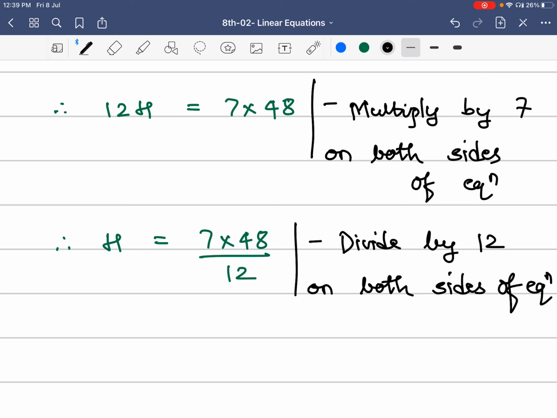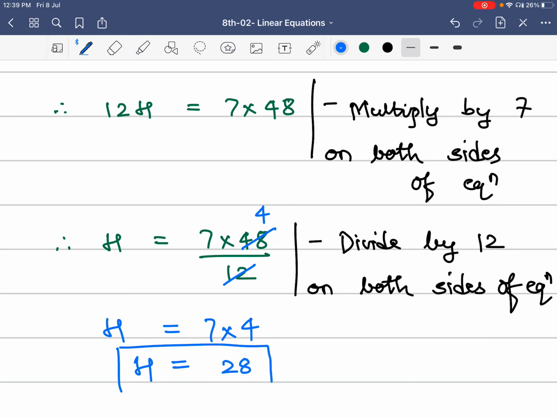When we do that, this becomes 12 divided by 12, that is equal to 1, and this whole thing divided by 12. So that's what we have written here. Now solving this is quite simple because we know 12 fours are 48. So what we get is H equal to 7 into 4, and 7 into 4 is nothing but 28. So we have got the value of H, the age of Harun.